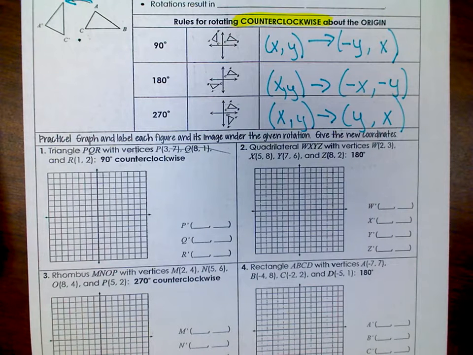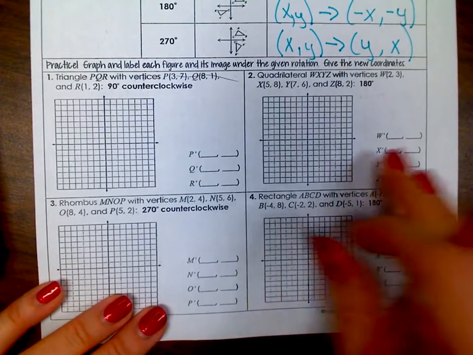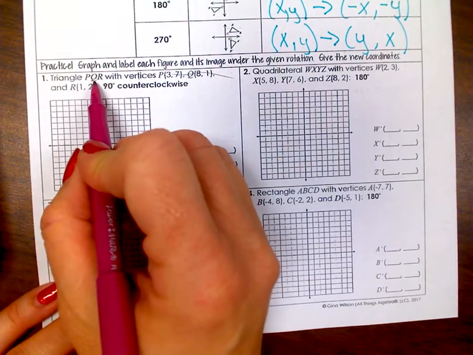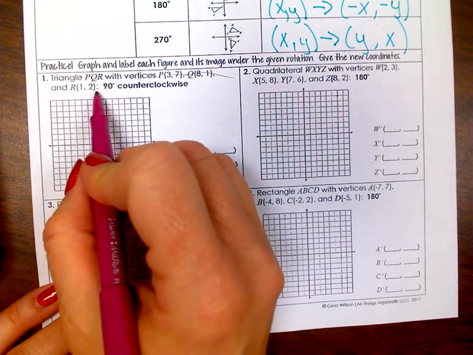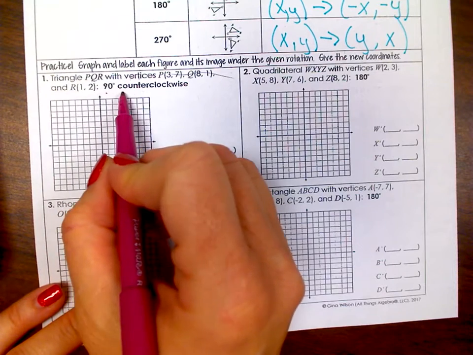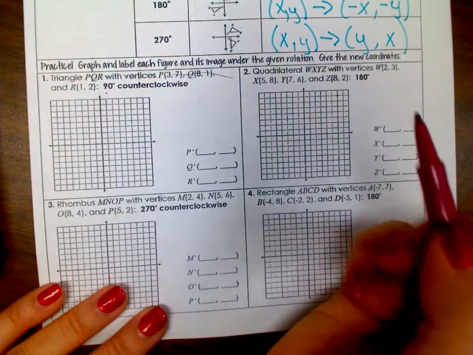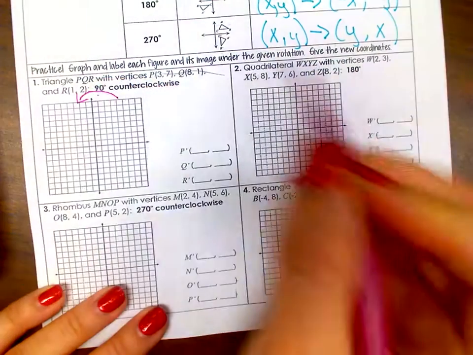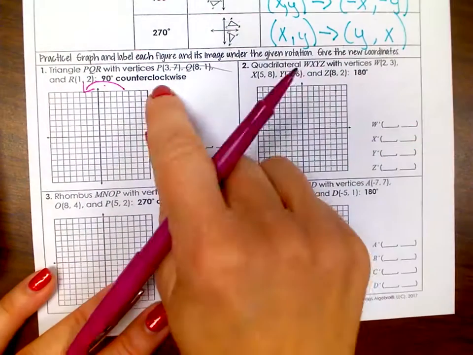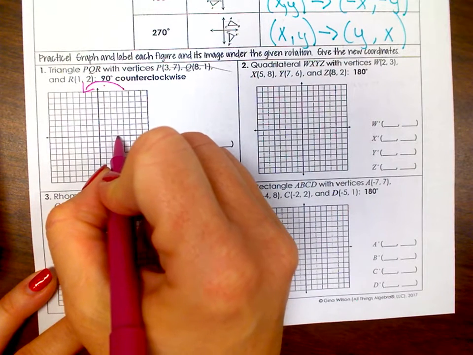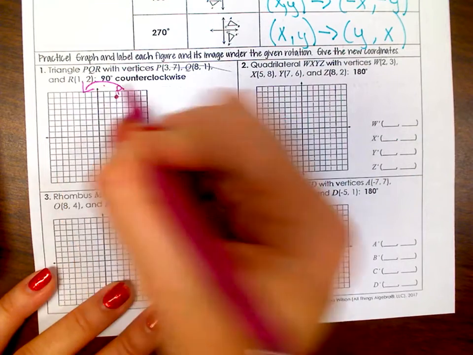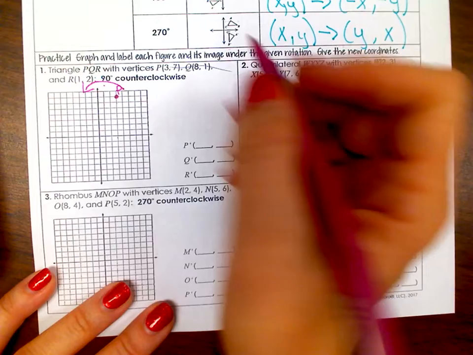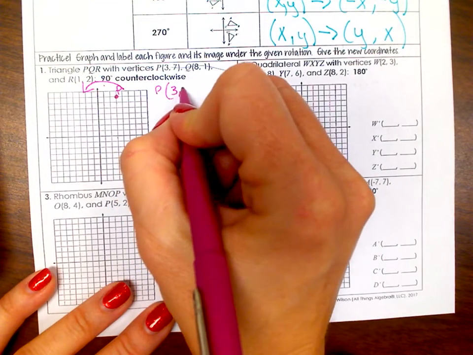Okay, so those are your rules. I'm not going to draw all the rotations, but I want to make sure that we're understanding how to do this. So, triangle PQR with vertices of P(3, 7), Q(8, 1), and R(1, 2), and we want to go 90 degrees counterclockwise. So it means we're going this way. Let's draw our P: 1, 2, 3, and up 1, 2, 3, 4, 5, 6, 7. That is your P.